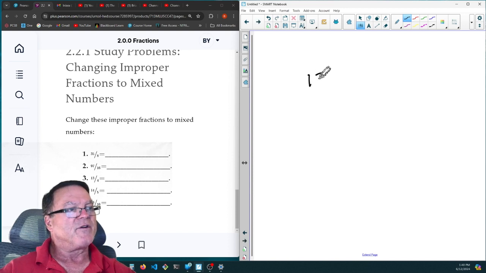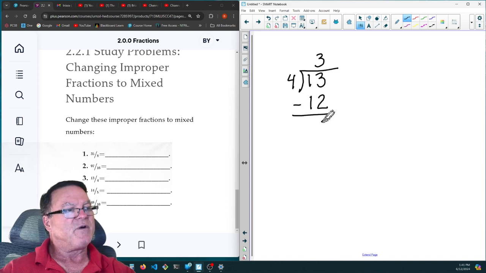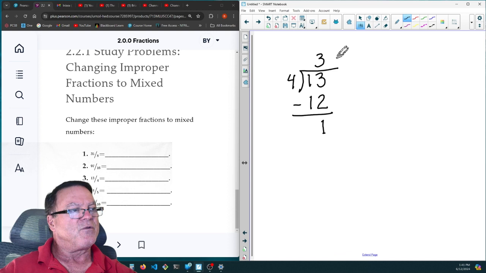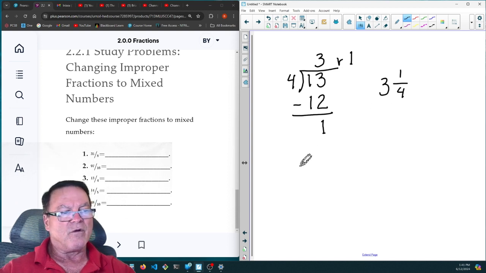13/4. Write our numerator. Draw our division bar. Put the denominator as the divisor. 4 times 3 equals 12. So 4 will go into 13, 3 times is 12. We do our subtraction, 3 minus 2 equals 1. So remainder 1. So we have 3 1/4. We'll put our original denominator underneath the remainder, 3 1/4.